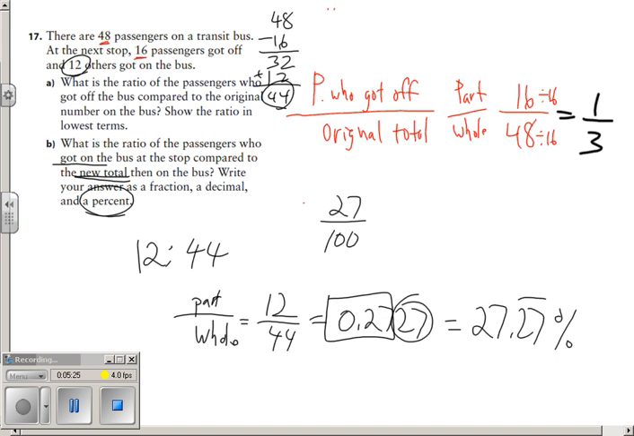So what does that really show us? That shows us that 27.27% of the passengers that are currently on the bus just got on at the last stop.